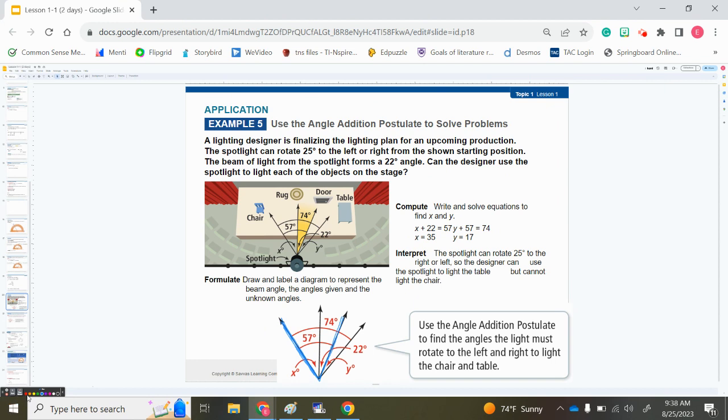So what this means is I'm going to state x plus, and this little guy right here is 22 degrees, that whole thing has to equal 57, in order to find what x is equal to, that x angle. Subtract the 22 from each side. This leaves me with x is equal to 35. So that's where the 35 is coming from. Questions on how that works?